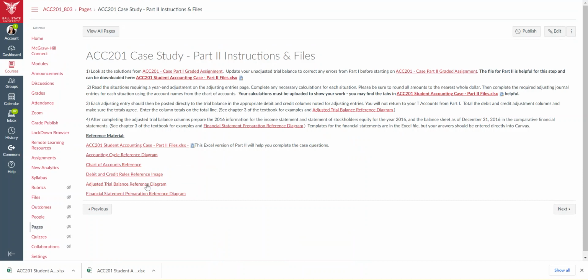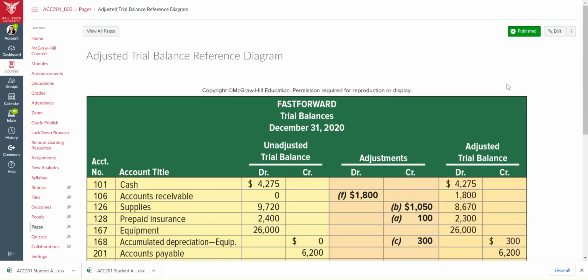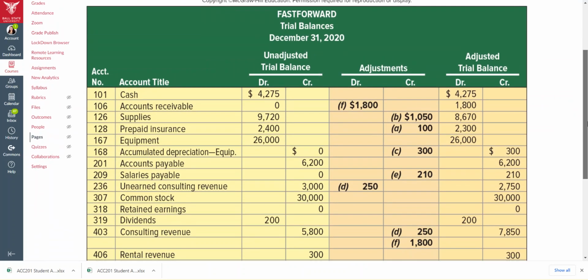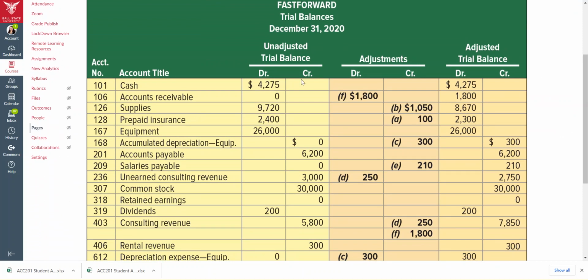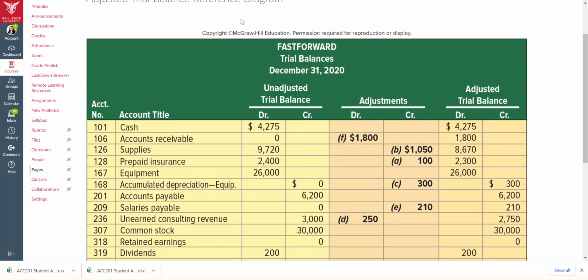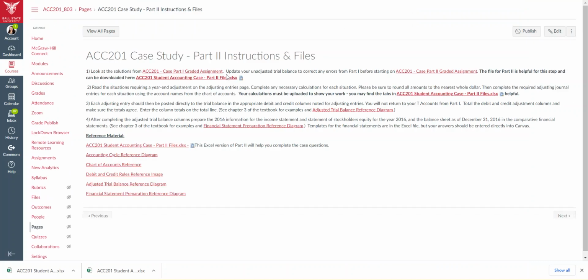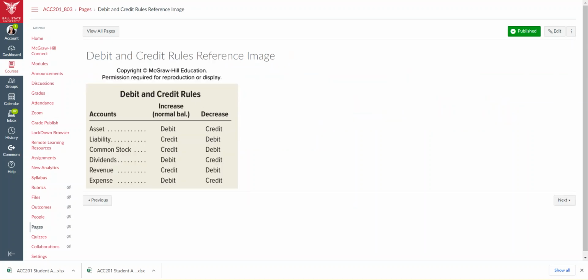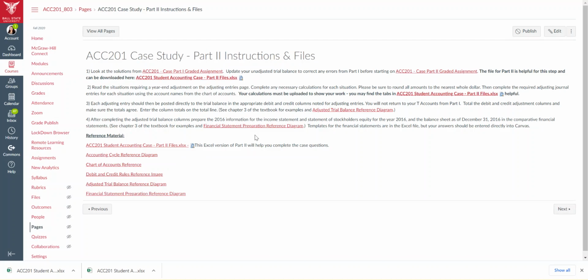We've done the same thing with this adjusted trial balance reference diagram. Okay. And you can see how the unadjusted trial balance from Part 1, again, these are not our numbers. This is from an example from the book, but it's very helpful, are being increased or decreased depending on what the adjustments recorded are. Okay. So that's generally speaking what your Excel file should look like when you get done. And then there's also just a reminder about the chart of accounts and about when items are debits and when items are credits to increase or decrease the value of an account.